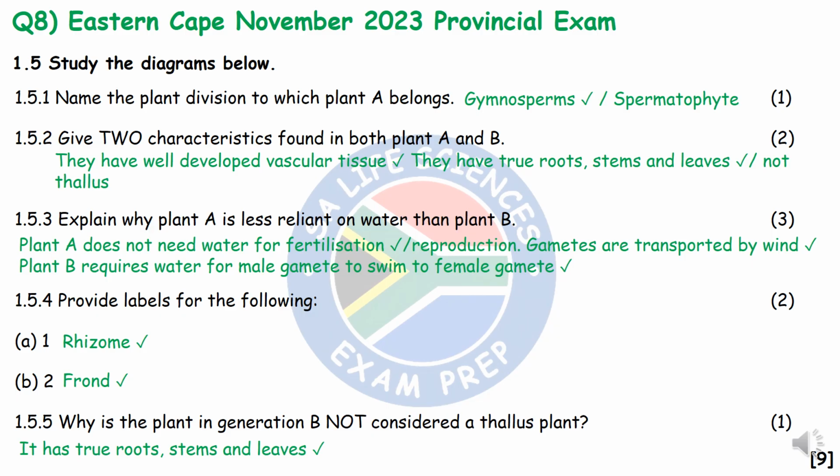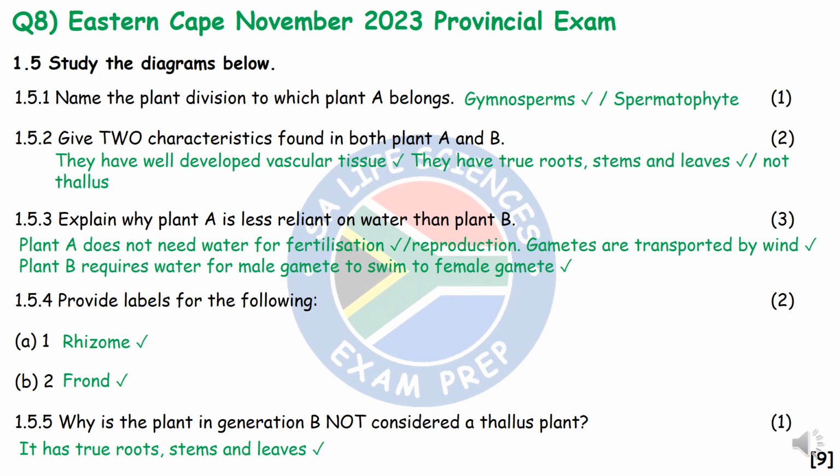So for this question, you need to refer to the fact that gymnosperms make use of wind pollination in order to transfer the pollen from the male cone to the female cone. It's important to make that distinction in your answer.